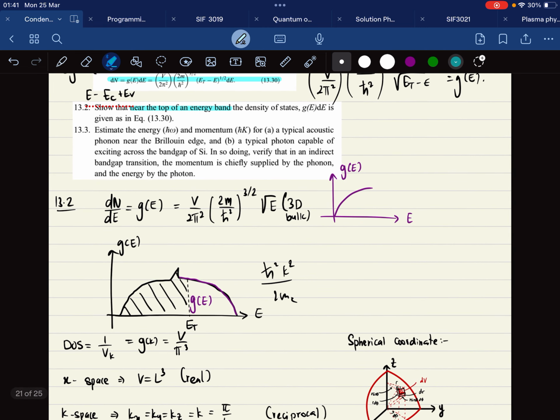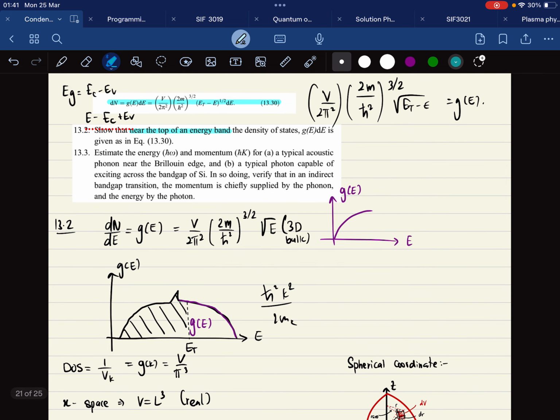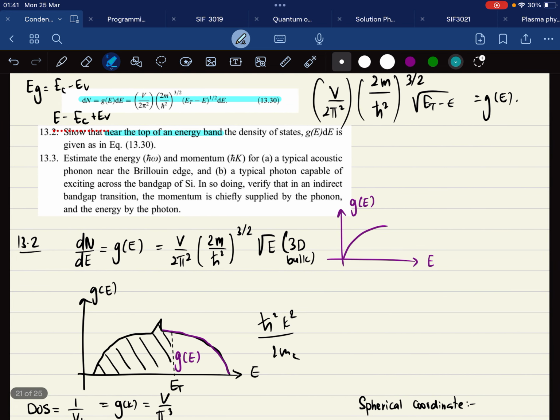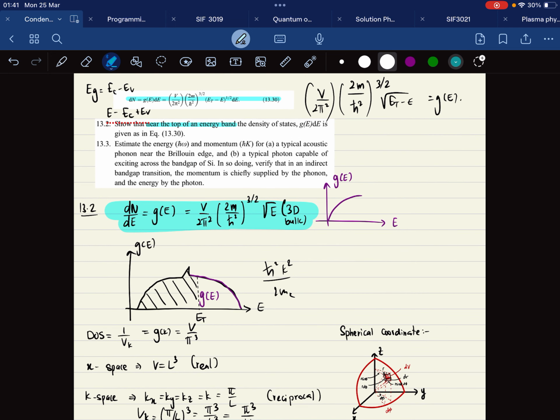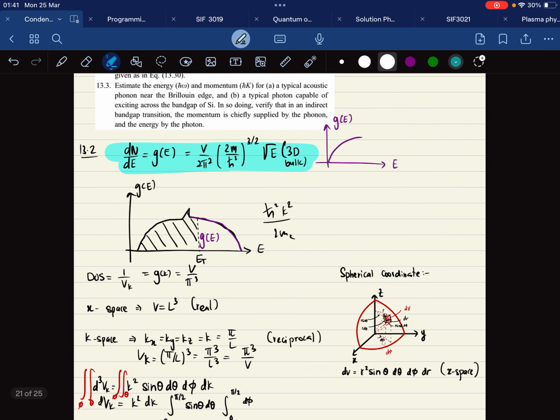Okay, so as you can see over here, the equation we need to prove is similar to what we have dealt with previously, which is the 3D bulk density of state. So we are already familiar with this. We know how to derive it. Of course, we need to use a spherical coordinate. You need to know the concept of the x space, or the position space or real space, and also the momentum space, basically the k space or the reciprocal space, as people usually say in solid state physics.